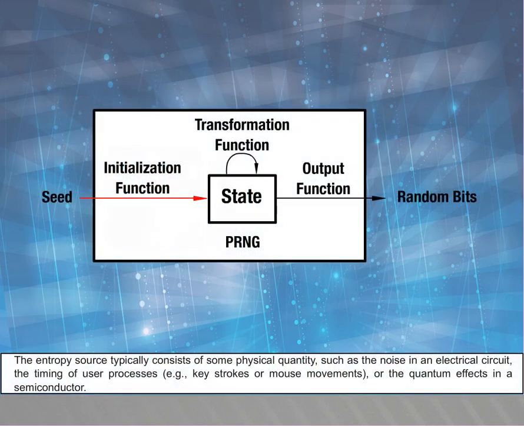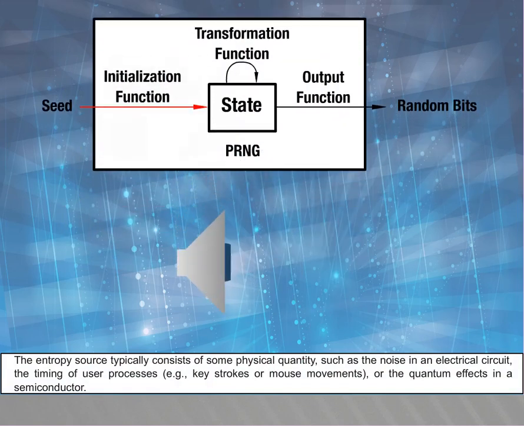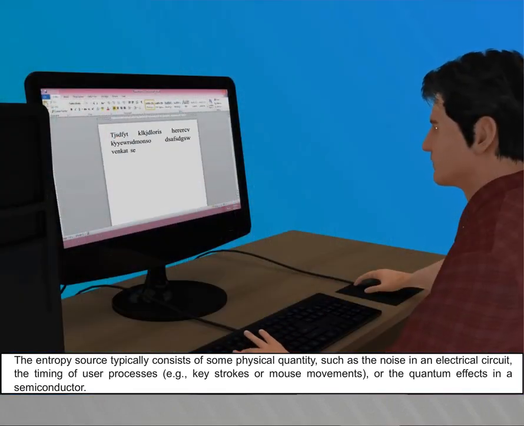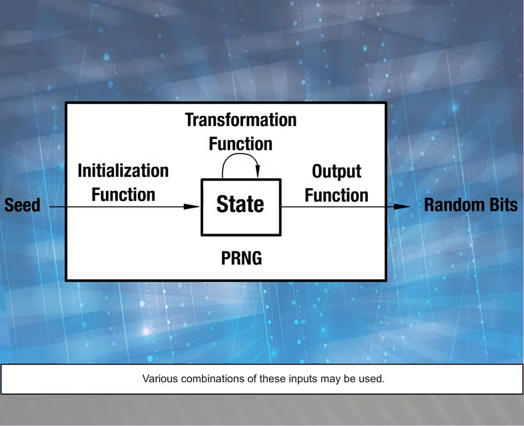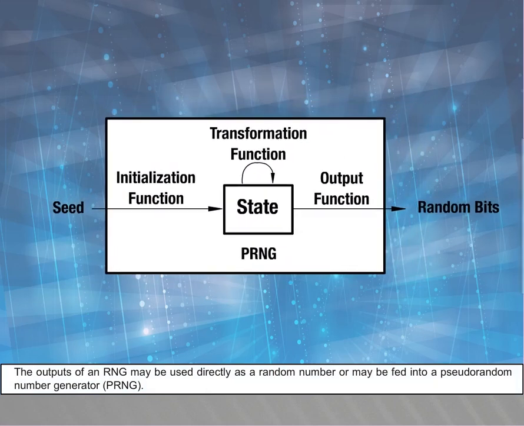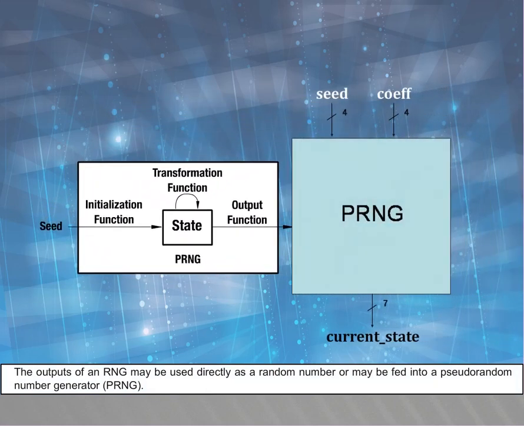The entropy source typically consists of some physical quantities such as the noise in an electrical circuit, the timing of user processes, for example, keystrokes or mouse movements, or the quantum effects in a semiconductor. Various combinations of these inputs may be used. The outputs of an RNG may be used directly as a random number or may be fed into a pseudo-random number generator, PRNG.